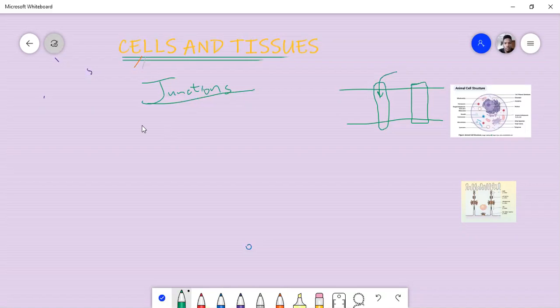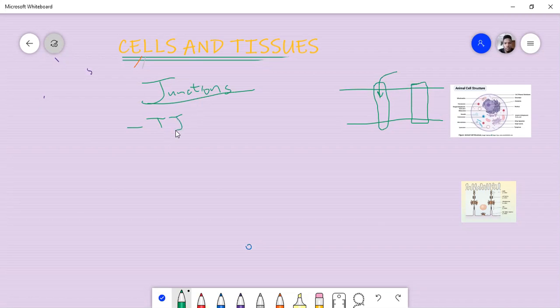So they have a lot of information, hence I want to just do a separate lesson. So the three junctions that I want you to know, the first one is tight junctions, right? I'll just write TJ, tight junctions.